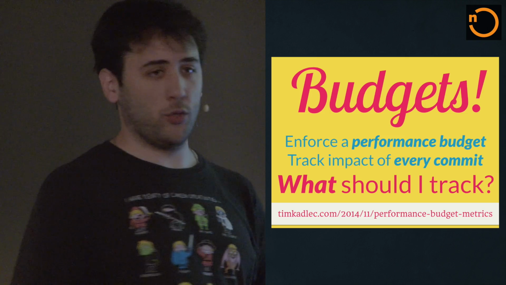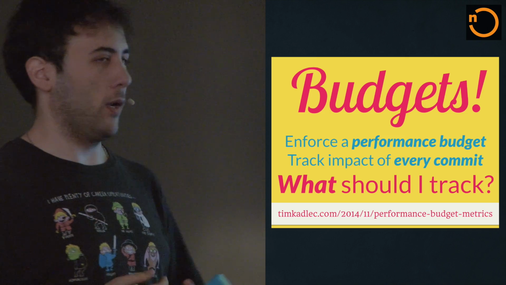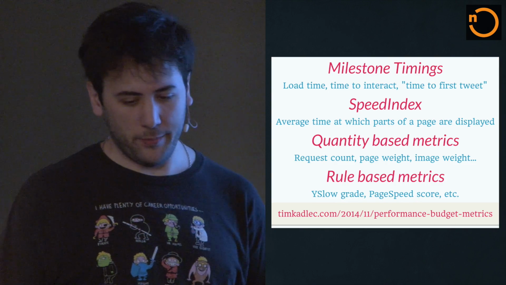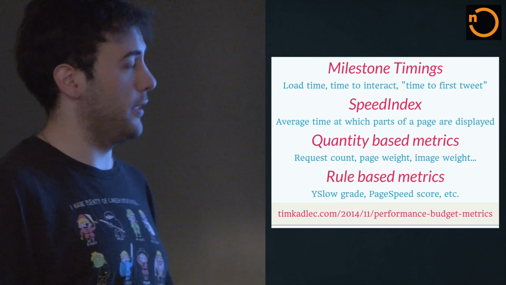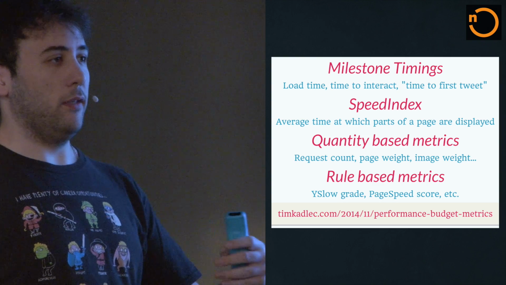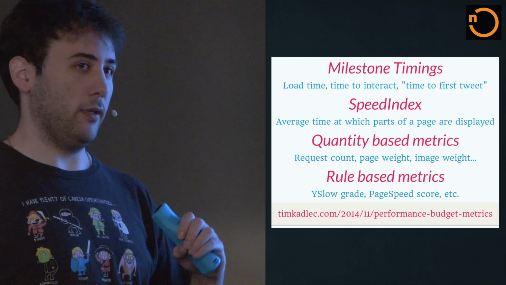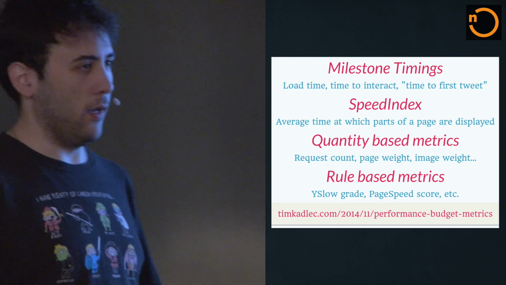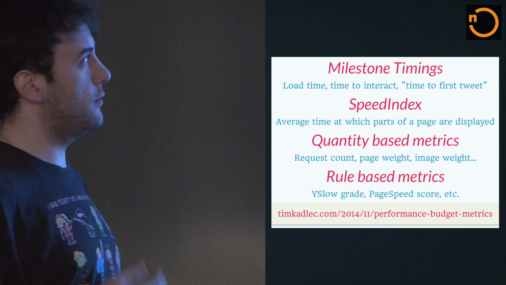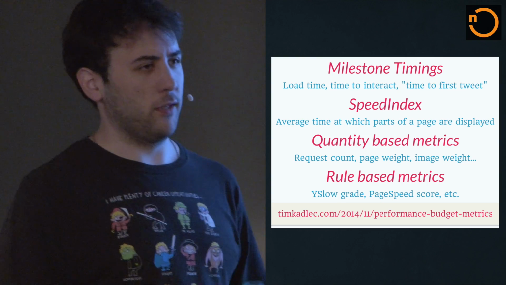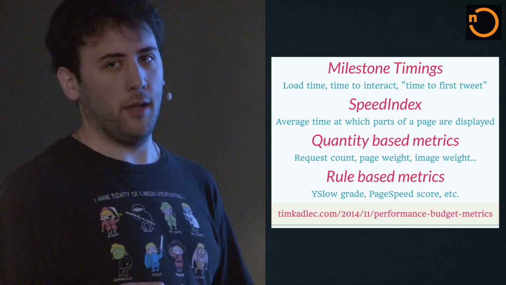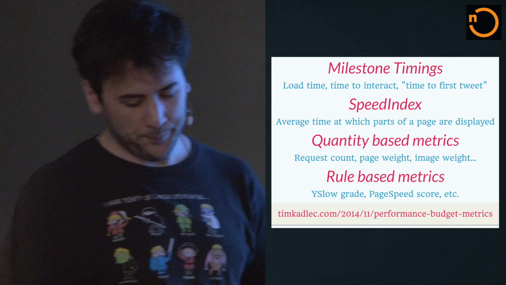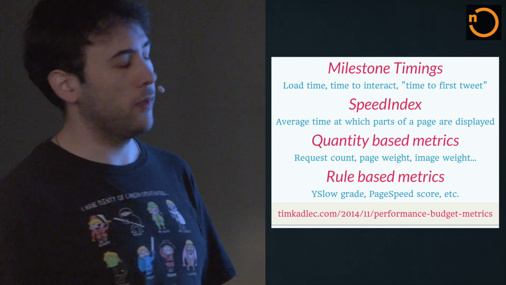So what should you track, right? Well, turns out there's a lot of different metrics that you can use. One of them is Milestone Timings. That's basically saying the time that it takes for the site to show the first relevant content, like an article or a tweet or something. Time to first tweet is actually something that Twitter blogged about, and it's pretty interesting.